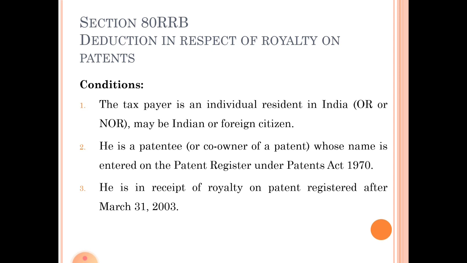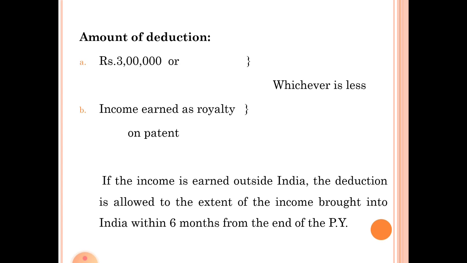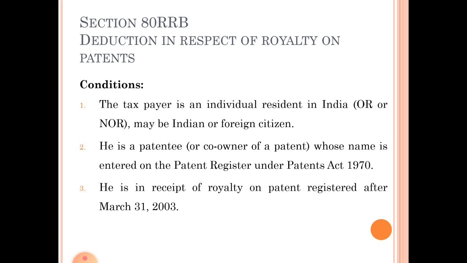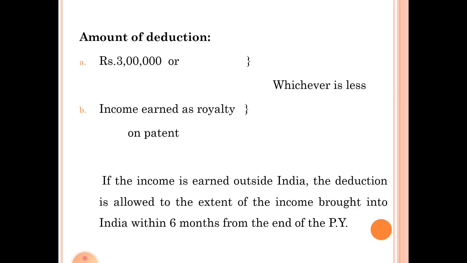Third condition is he is in receipt of royalty on a patent registered after March 31st, 2003. His patent must be registered after 31st March 2003. Then only he can claim deduction under this section. So, these are the 3 conditions which the taxpayer must fulfill to claim deduction under section 80RRB, deduction in respect of royalty on patents.